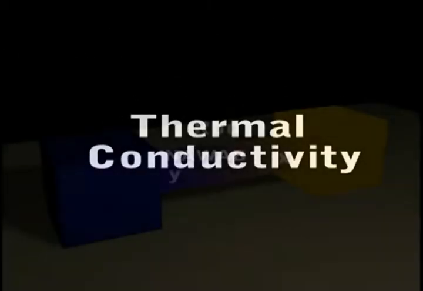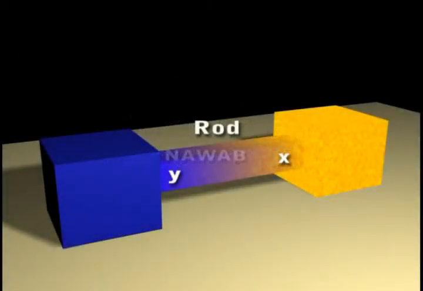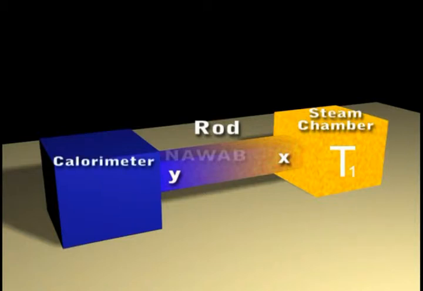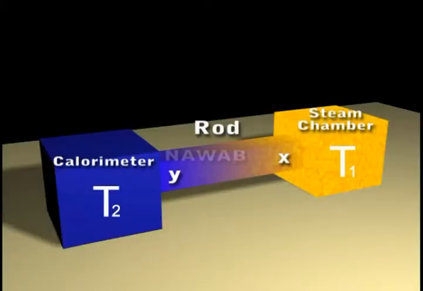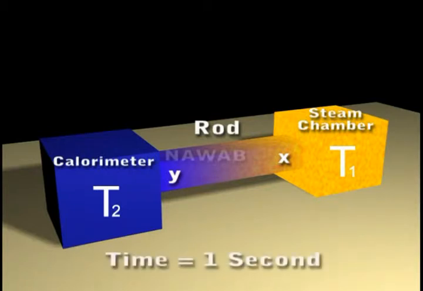Thermal conductivity. Take a metal rod XY, place its one end X in a steam chamber at temperature T1 and other end Y in a calorimeter filled with water at temperature T2. Insulate the open part of the rod so that heat may not be lost and that quantity of heat may be found which is reaching from X end to Y end in time t.